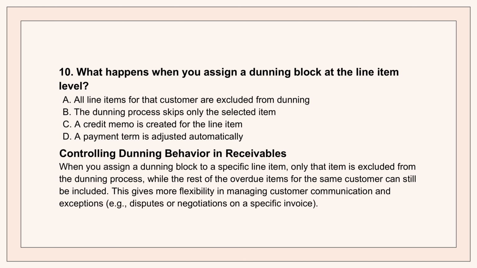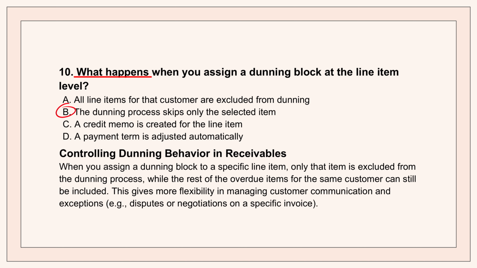Okay, final question. Dunning blocks. What happens if you assign a dunning block at the line item level? Getting specific here with receivables management. Options. A, all line items for that customer are excluded from dunning. B, the dunning process skips only the selected item. C, a credit memo is created for the line item. D, a payment term is adjusted automatically. This is about precision. The correct answer is B. The dunning process skips only the selected item. Only that specific line item.